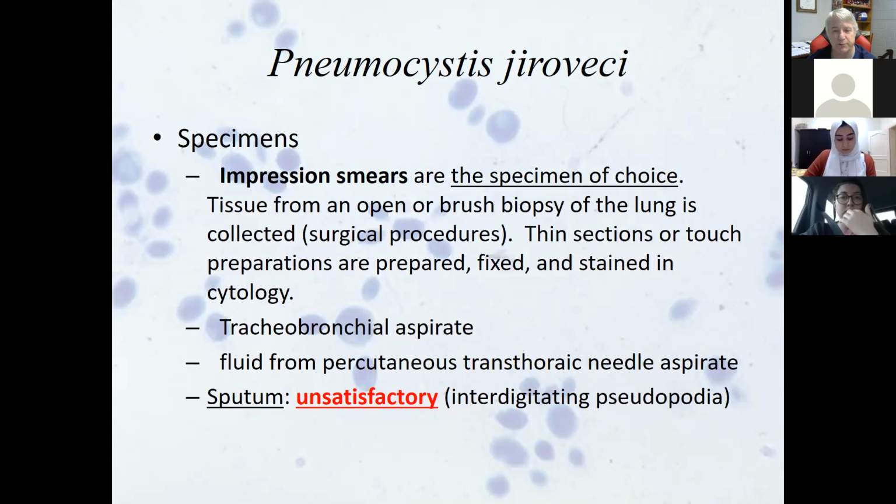Impression smears is the specimen of choice, tissue from an open or brush biopsy of the lung collected surgically, thin sectioning, touch prep, fixed stain cytology. Tracheobronchial aspirate is another good source, as is fluid from a percutaneous transthoracic needle aspirate. Sputum here is unsatisfactory, so a sputum from an AIDS patient looking for pneumocystis would not be acceptable.